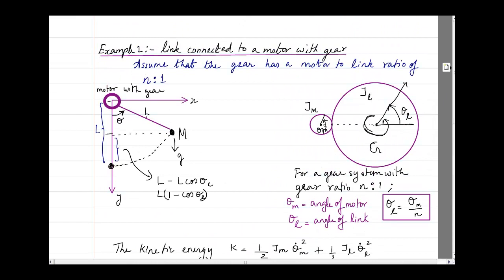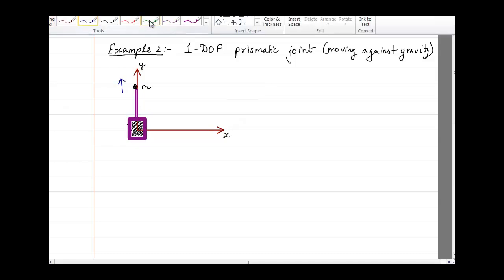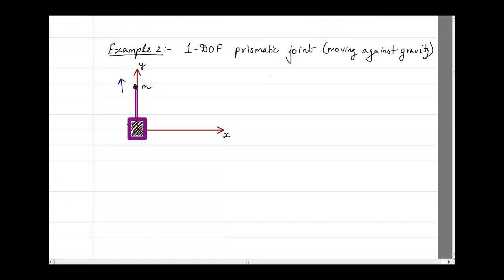We will go for the third example, and this is basically a simple example. Again, here I am having 1 degree of freedom prismatic joint which is moving against the gravity. So the gravity is basically trying to pull it down. This is a prismatic joint, so here the movement is basically, it is trying to move up.